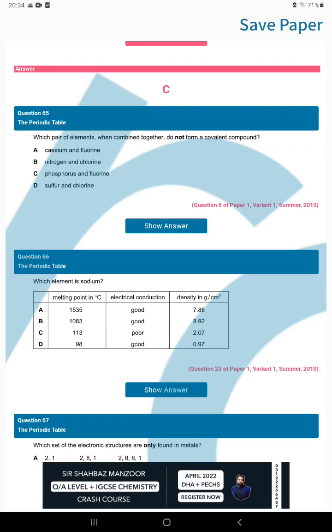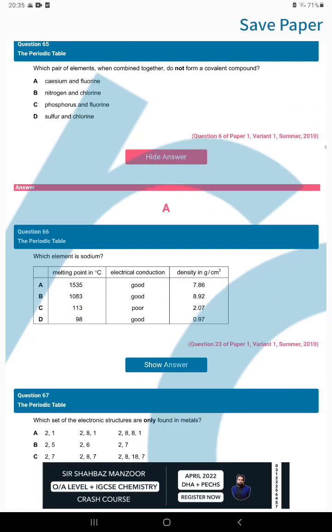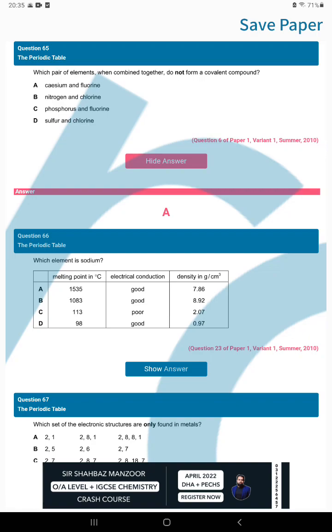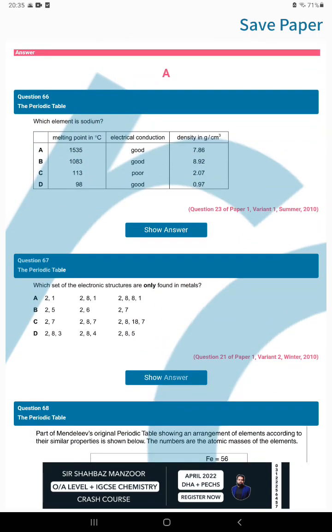Okay, moving on. Which pair of elements, when combined together, do not form a covalent compound? Cesium and fluorine, nitrogen and chlorine, phosphorus and fluorine, sulfur and chlorine. So I'll be putting on these covalent and ionic compounds, so it would be more clear to you. Cesium and fluorine. Which element is sodium? We have done it. It's D.